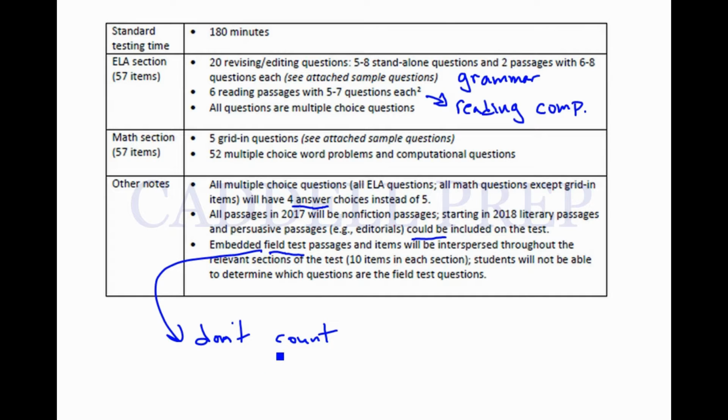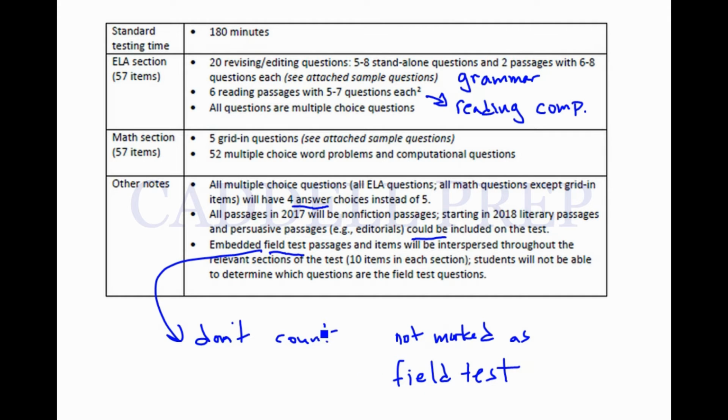What the test makers are doing is actually just testing out different types of questions. This was very common on SAT. There was a whole section on the SAT that was a field test. Okay, but the thing is with these field test questions is that they're not marked as field test questions.